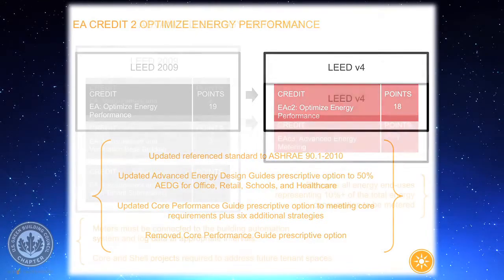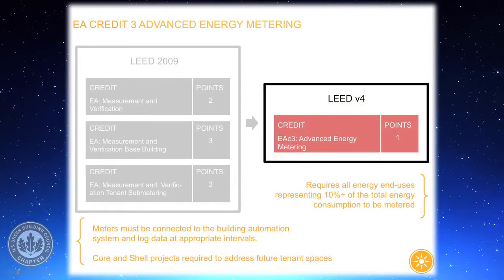guide. Here, advanced energy metering, the way that this credit works is additional points for projects for sub-metering out any energy use that's projected to be more than 10% of the building's energy. So depending on how many of those you have will depend on how many sub-meters you need in order to earn the points. And then for core and shell projects, we've specified that in order to earn the points, they need to address future tenant spaces and provide the infrastructure in a way that they can be easily metered by the tenant.